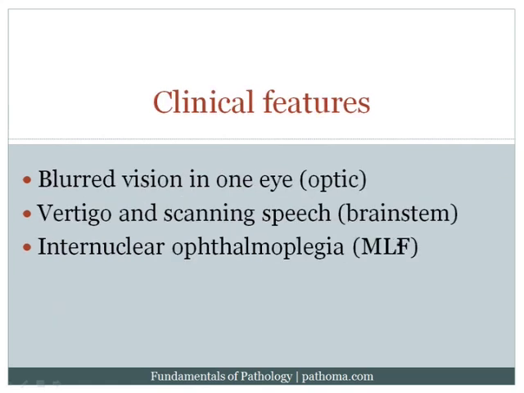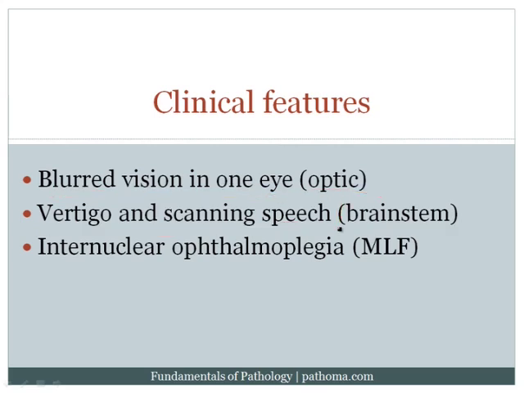The clinical features of multiple sclerosis are dependent on the region that's involved. So if the optic nerve is involved, you can have blurry vision in one eye. If the brainstem is involved, the patients can have vertigo and scanning speech. This scanning speech is particularly important at high yield, and that's because this speech will resemble the speech of someone who's drunk, but of course they're not drunk, they simply have multiple sclerosis.